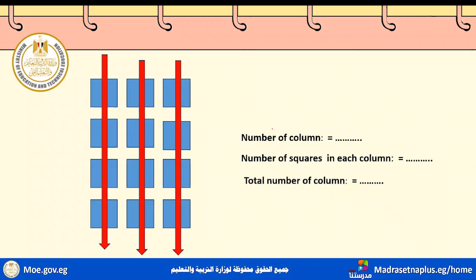Okay, this is column number 1. This is column number 2, and this is column number 3. So, number of columns. How many columns? We can count there are 3 columns. Yes. How many squares in each column? Count. This is column 1, 2, 3, and 4.